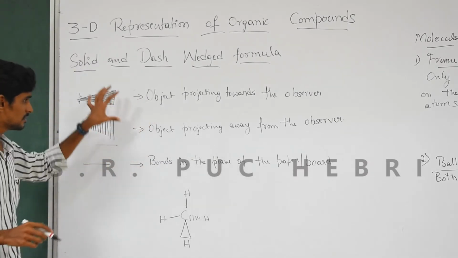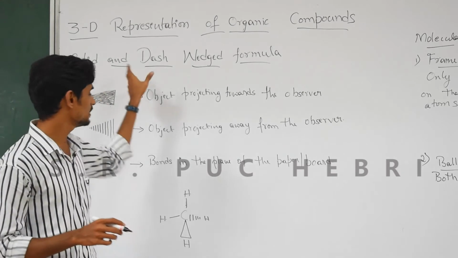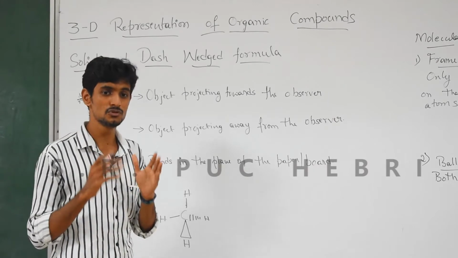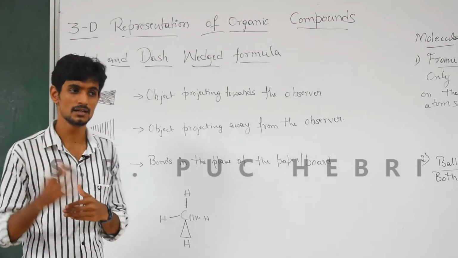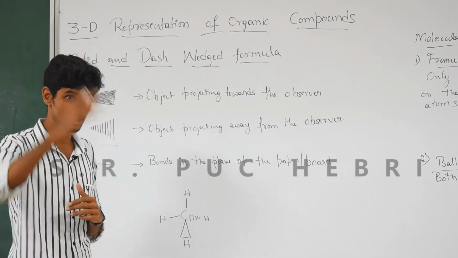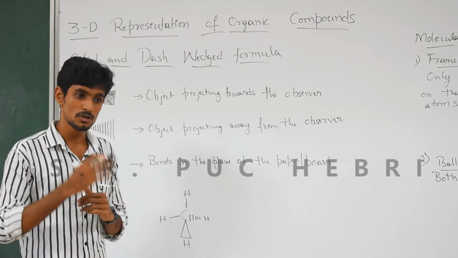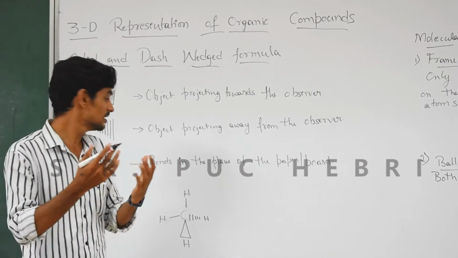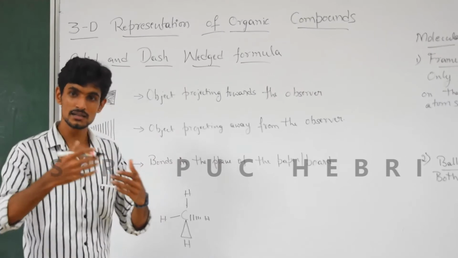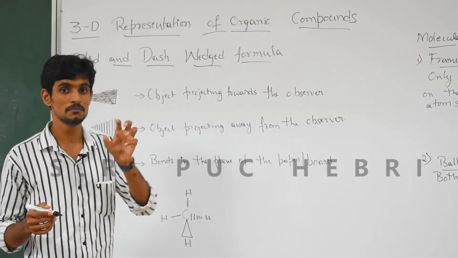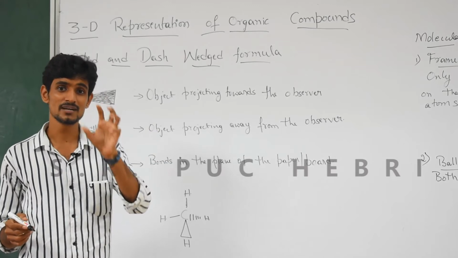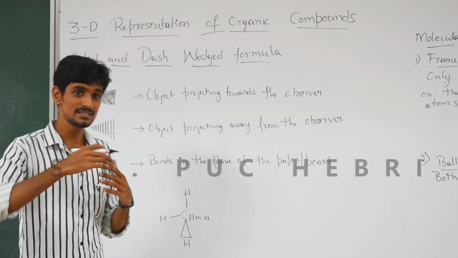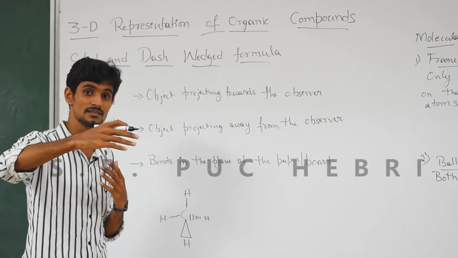Now this 3 dimensional structure, or the solid and dash wedge structure, is inspired by day to day life. For example, in a long straight road, if you see one car coming towards you, you can observe clearly that the size of the car increases as it comes near to you. As it goes away from you, the size decreases.